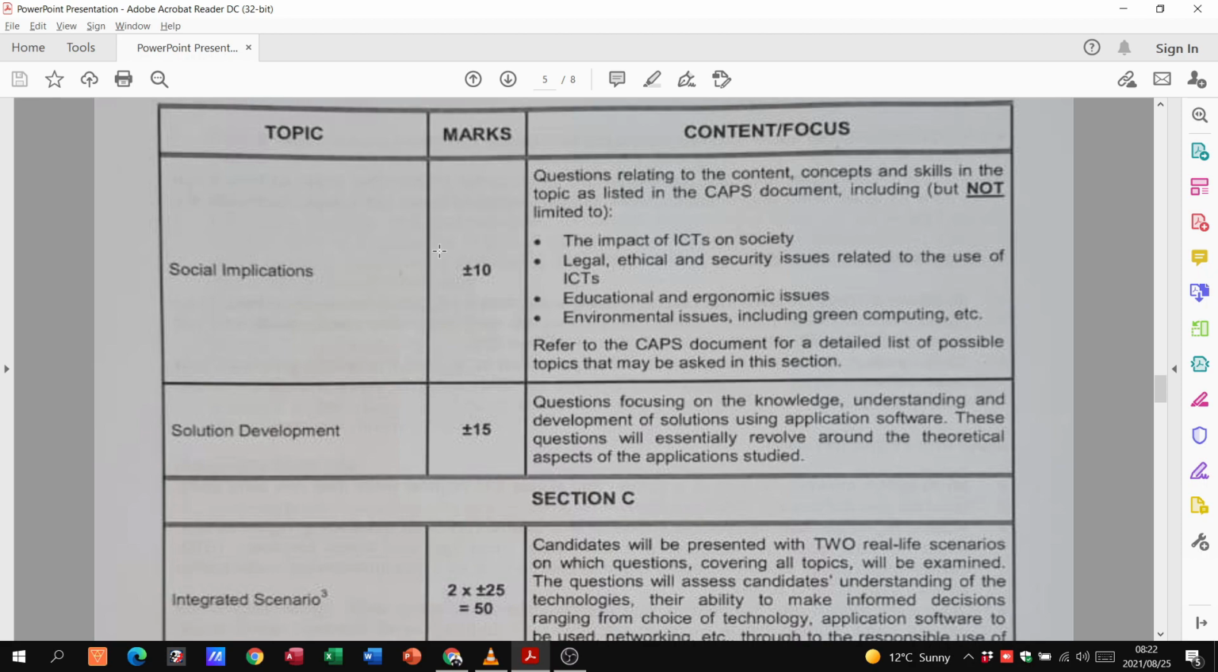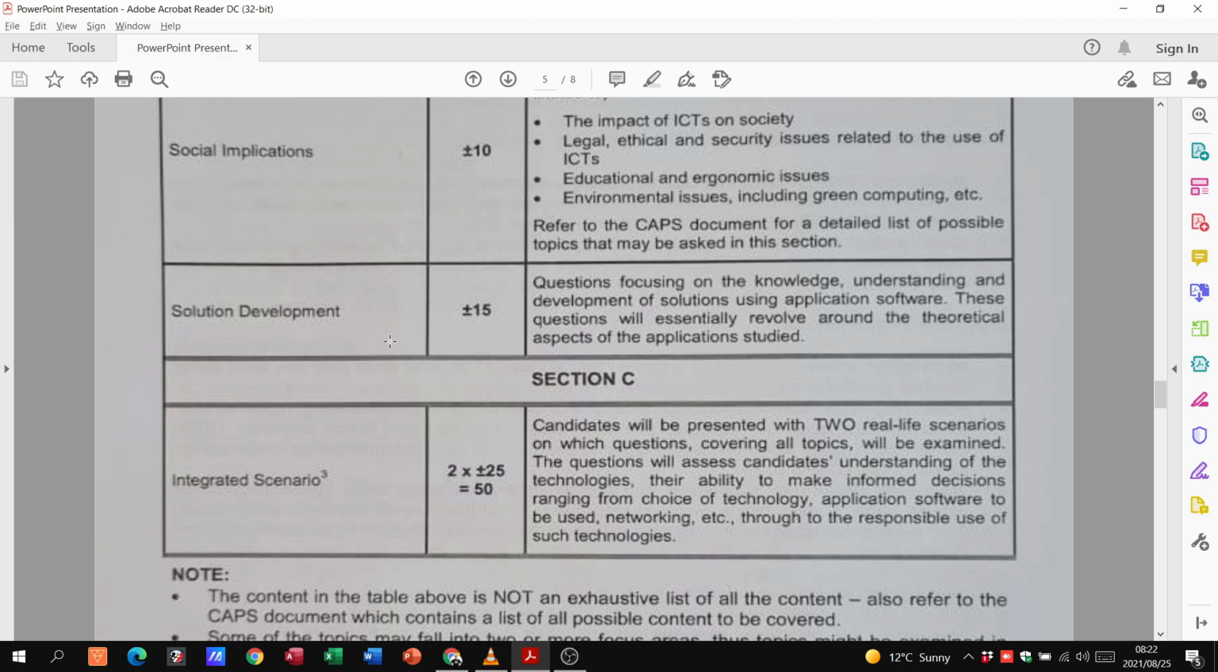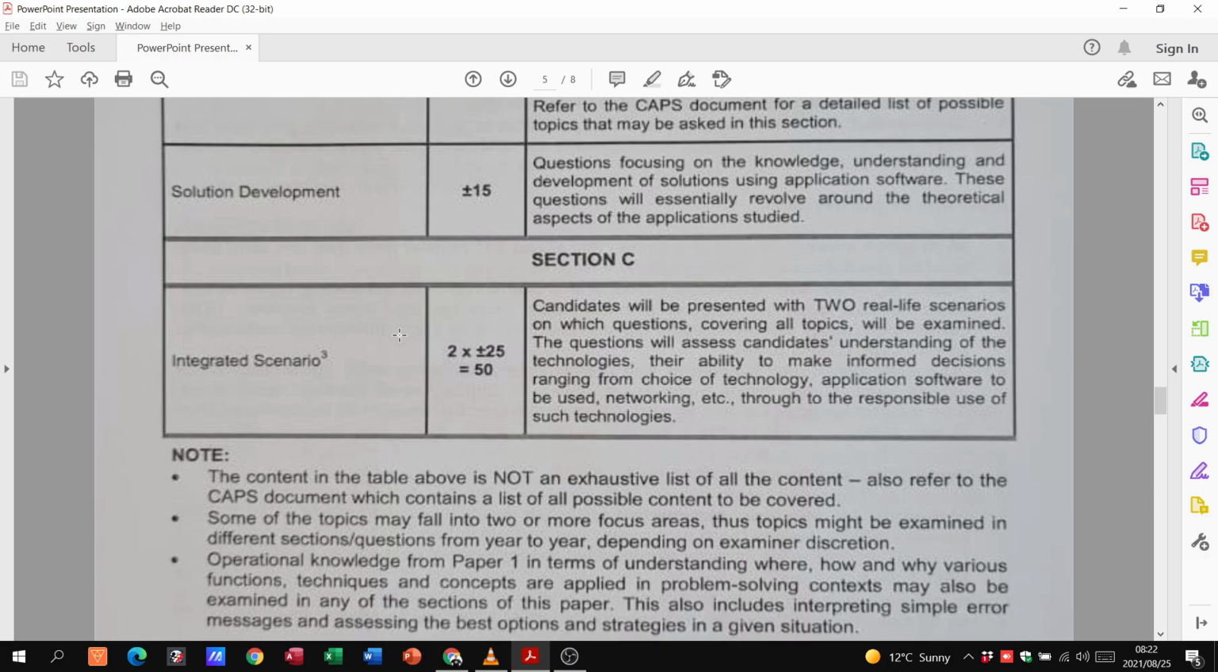Then continuing on, again, more on section B, social implication, the impact of ICT on society, legal, ethical, and security issues, ergonomics, we know that term, right? Environmental issues, including green computing. So they're going to give you a scenario on green computing. That's usually what they do, ask you how can somebody practice green computing at home or in their school environment or at their workplace? Then solution development as well. Okay, so that's all for section B.